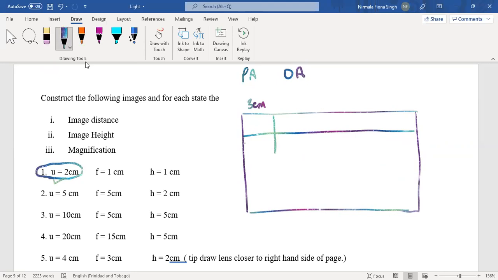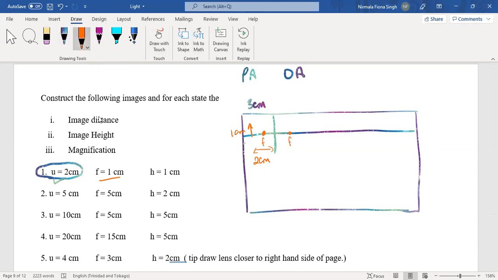So we have here, focal length is 1 centimeter. You're going to put 1 centimeter in front of the lens, 1 centimeter at the back of the lens. This is how you should write it. You draw your image. How high is your image? 1 centimeter. So once you have these things down, you know the object distance is 2 cm, and you know the object is 1 cm high. You go ahead now and draw your lines.